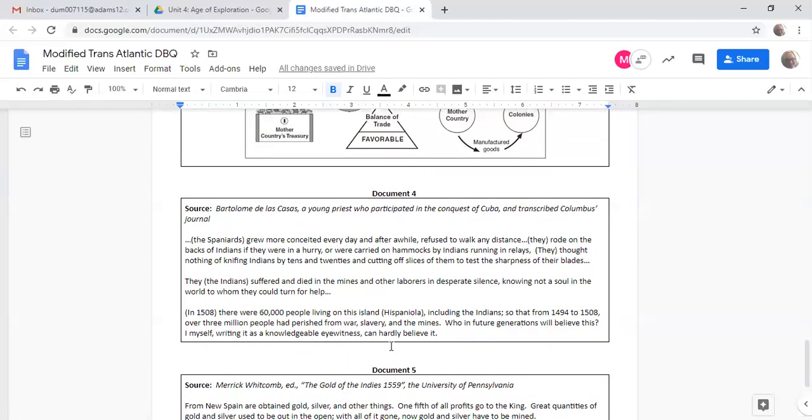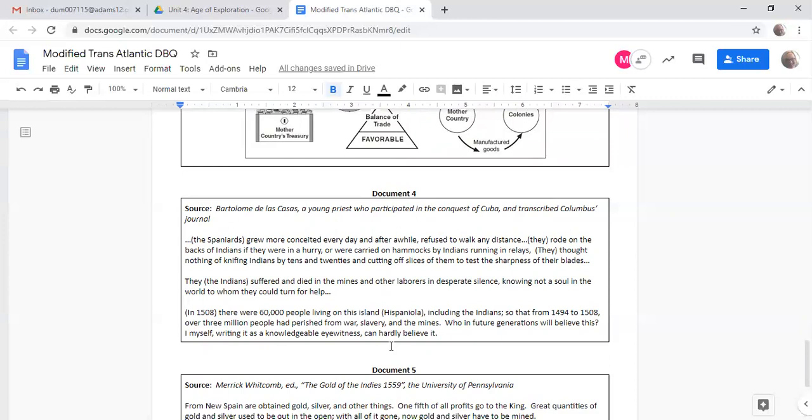The Spaniards grew more conceited every day, and after a while refused to walk any distance. They rode on the backs of Indians if they were in a hurry, or were carried on hammocks by Indians running in relays. They thought nothing of knifing Indians by tens and twenties and cutting off slices of them to test the sharpness of their blades. Ugh. They, the Indians, suffered and died in the mines, and other laborers in desperate silence, knowing not a soul in the world to whom they could turn for help.